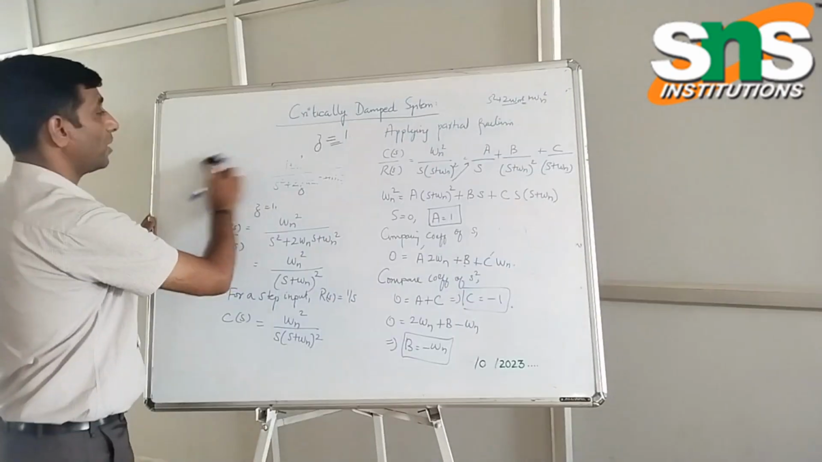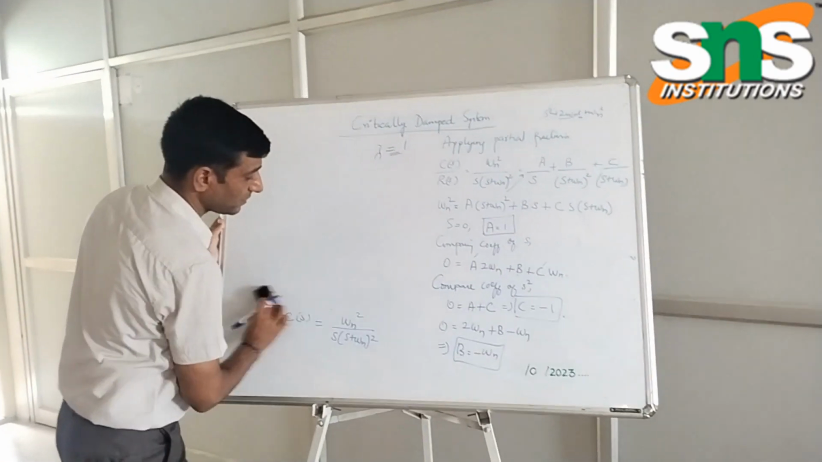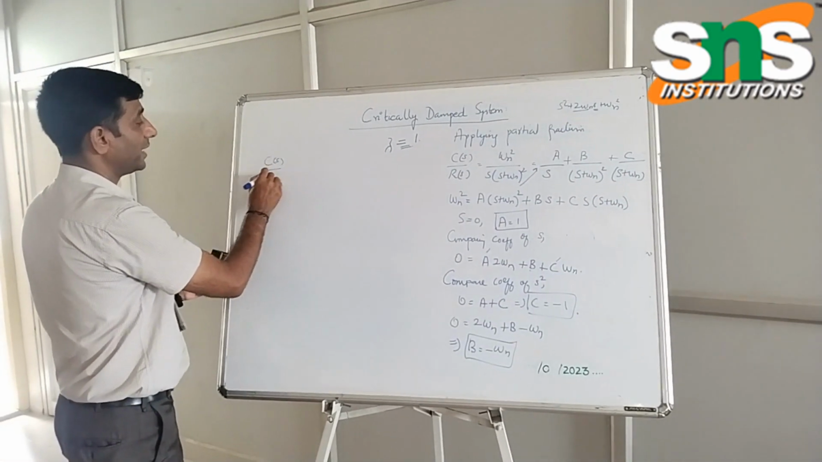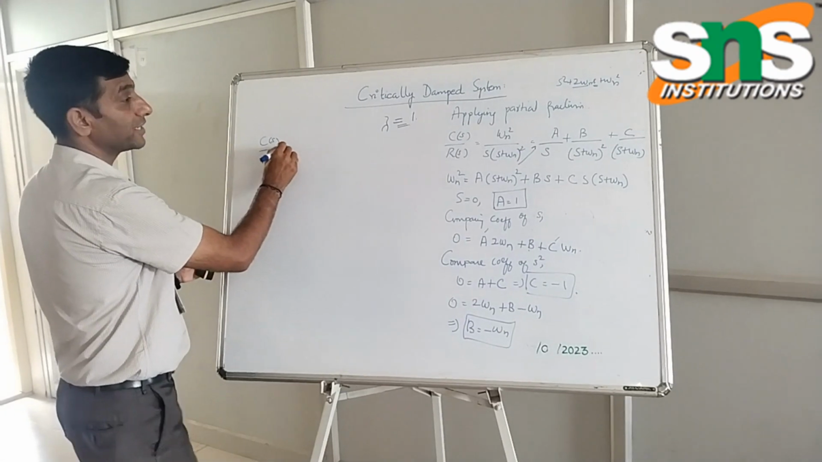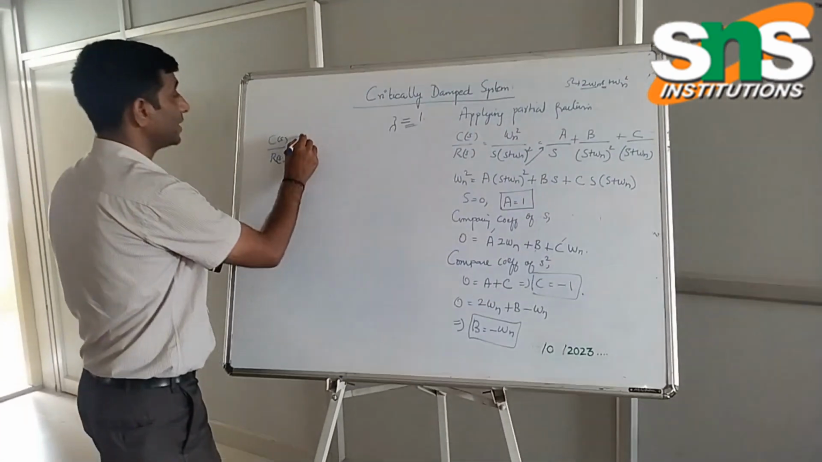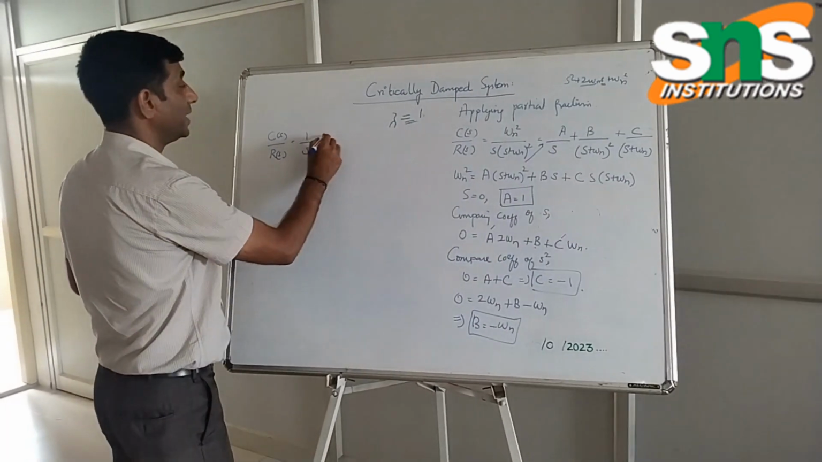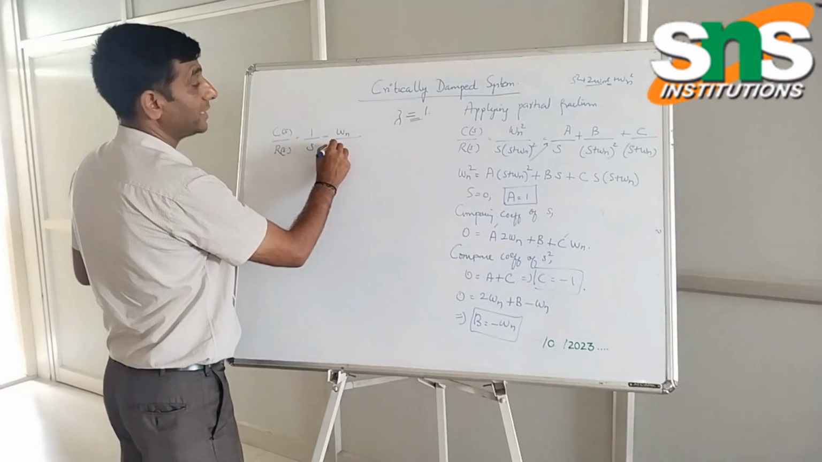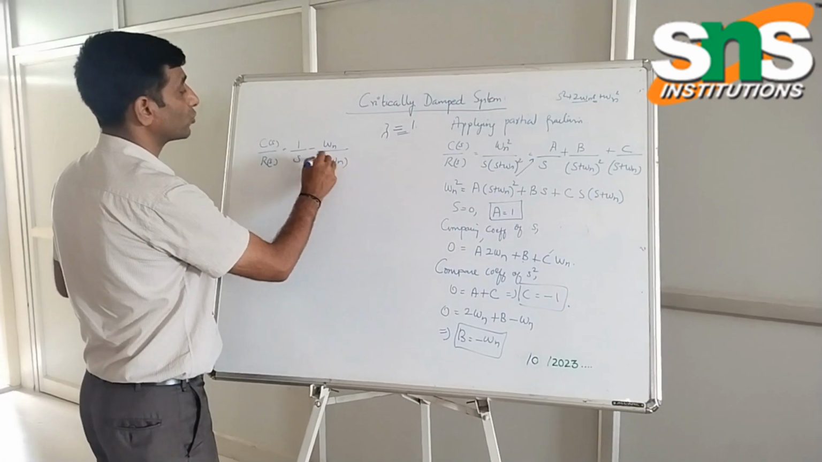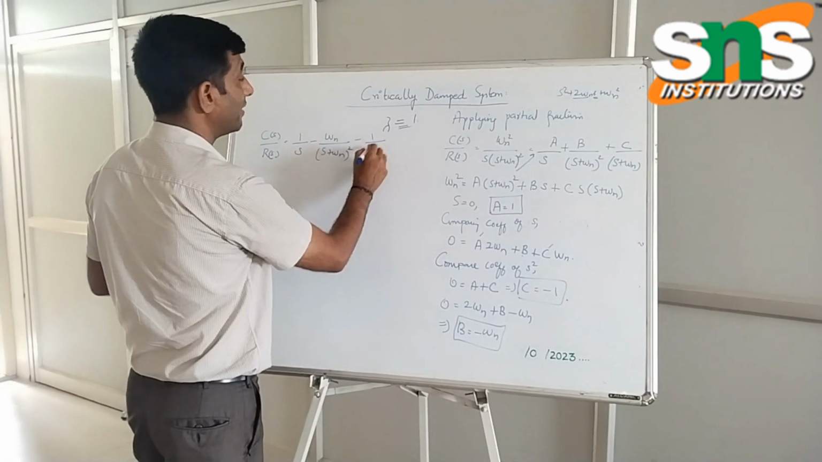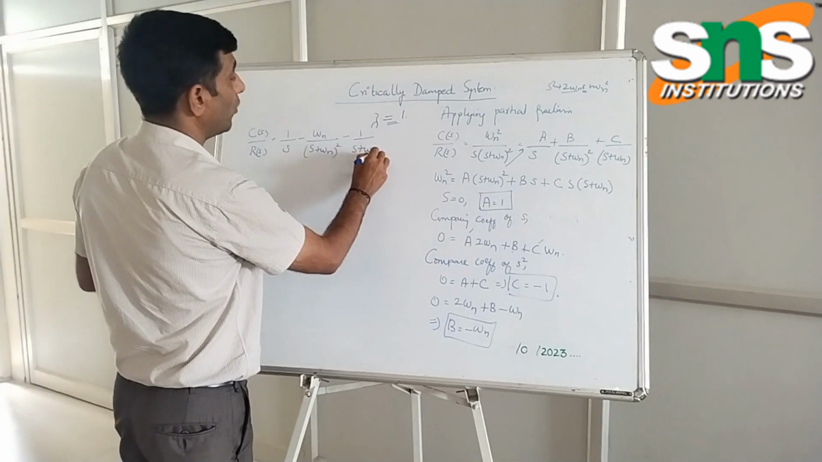So substituting in the above equation, now we get C of s by R of s is equal to a divided by s, a is 1, so 1 by s, b is minus omega n, so minus omega n divided by s plus omega n the whole squared, and then minus 1 divided by s plus omega n, since c is minus 1.